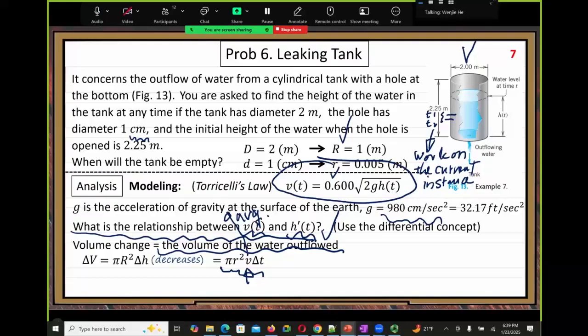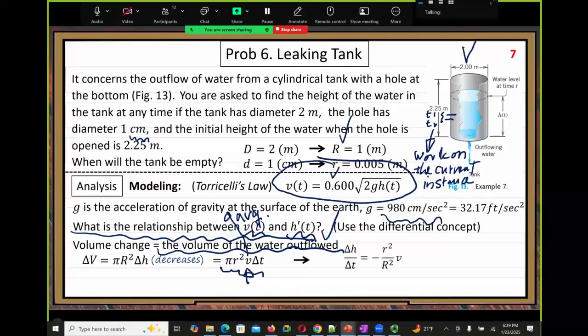Average velocity, not instant velocity. But when we reduce the time interval, when we make T1, T2 approach one time point T, this average velocity becomes instant velocity. That's the reason why we reduce the delta H, delta V. We make T1, T2 approach each other very close and converge to one time instant T, because the average velocity becomes the instant velocity. So that's the reason.